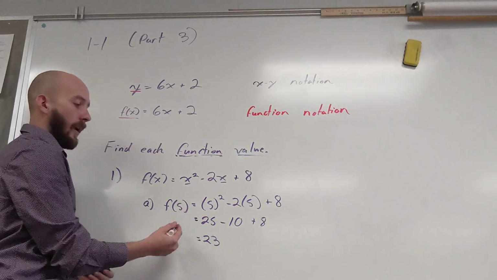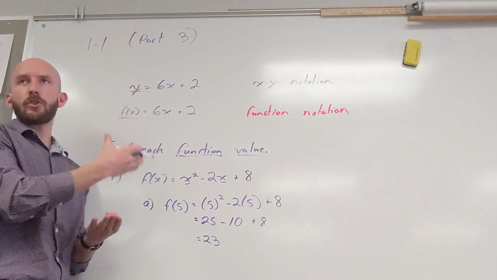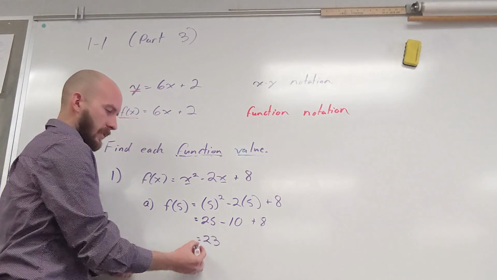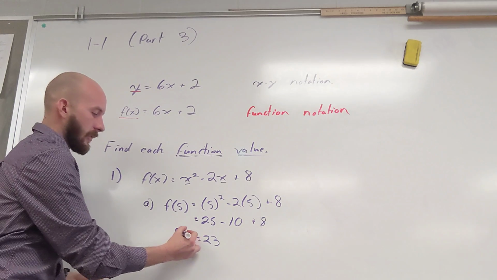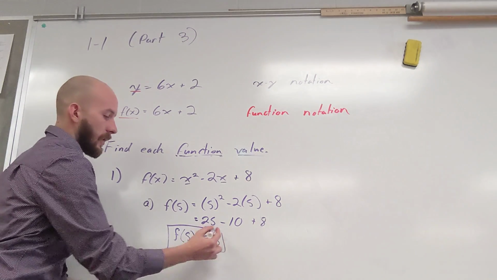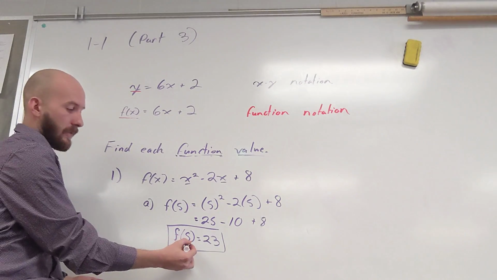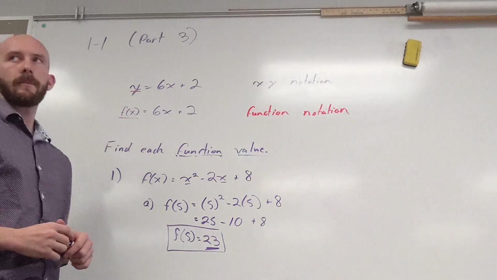Since this side of my equation has not changed, you can actually just leave it like that and circle the 23. That's what I do a lot. Or you can bring that down and say f of 5, so my function when the input is 5 is 23. The function value is our output right there.